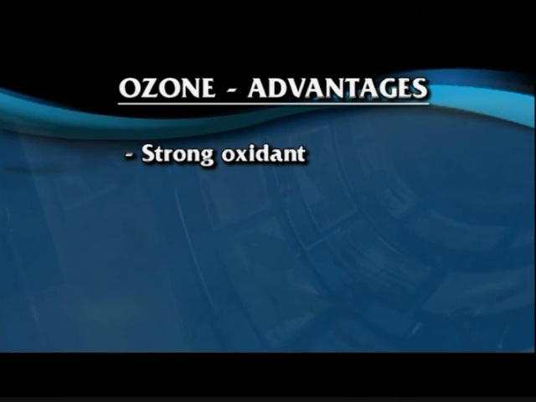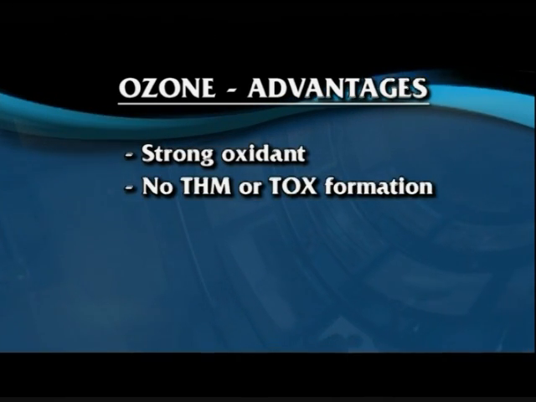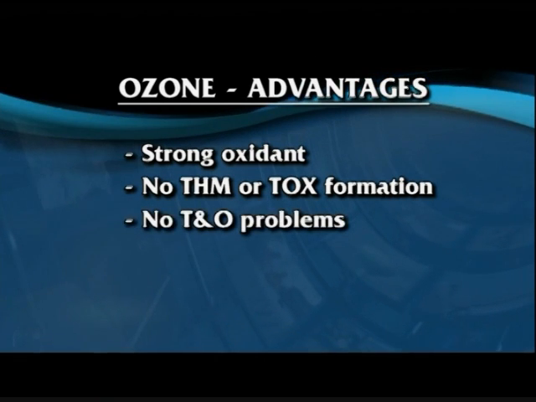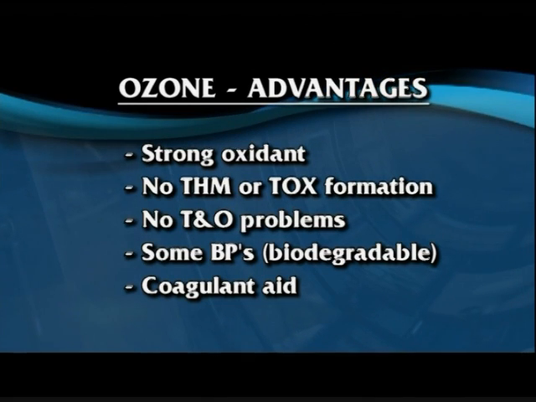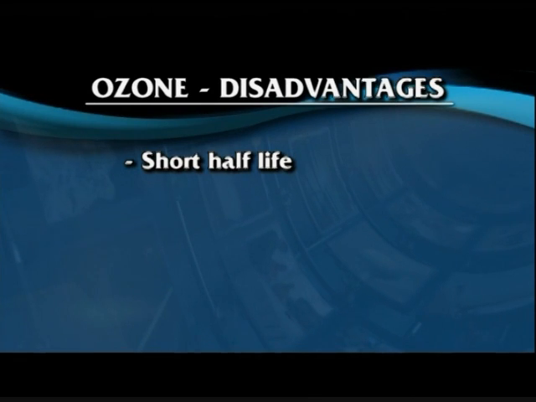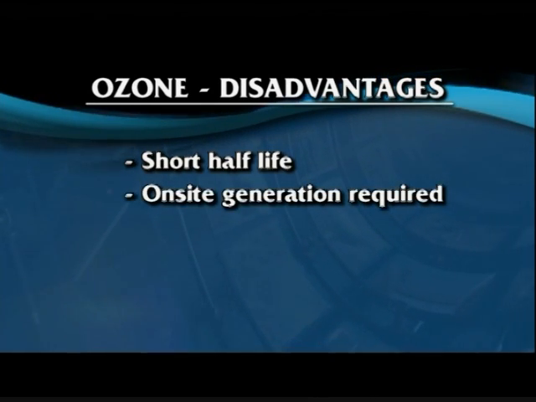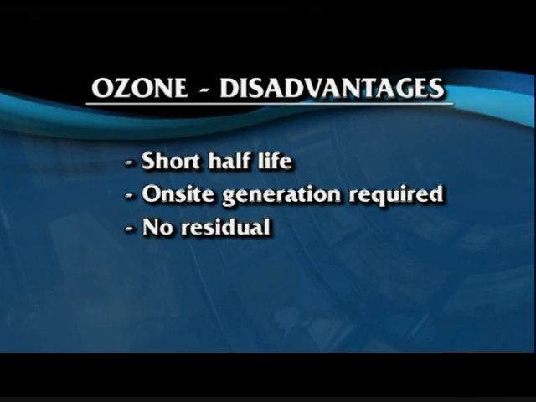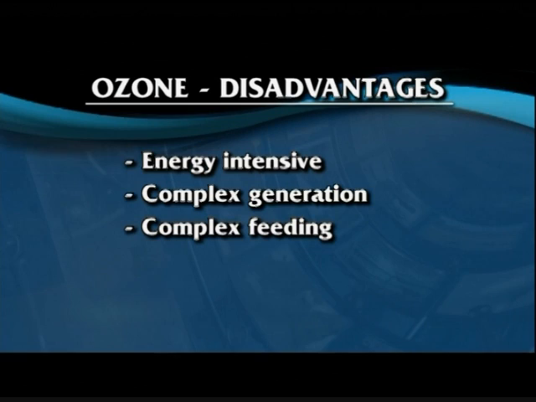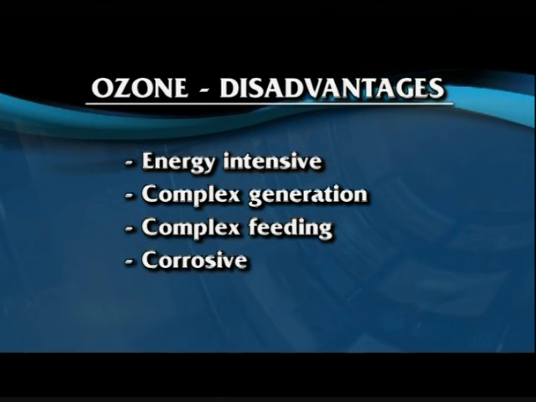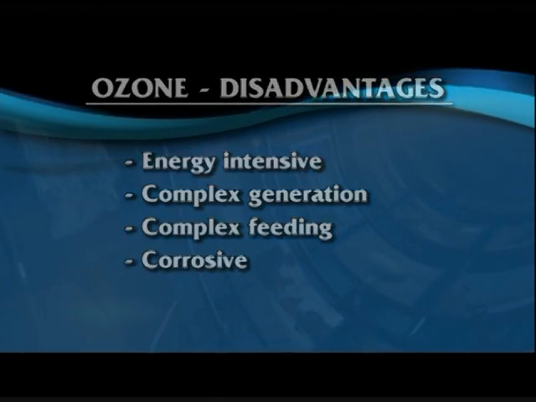Ozone is a strong oxidant that creates little or no trihalomethanes or total organic halide. No taste and odor problems are usually created, and many can be alleviated. While some byproducts are created, they are biodegradable, and ozone aids in the coagulation process. Ozone has a very short half-life, cannot be stored, and must be generated on-site and does not provide a residual for the distribution system. The generation and feeding is fairly complex and expensive, and because of the nature of ozone, special non-corrosive materials need to be used.